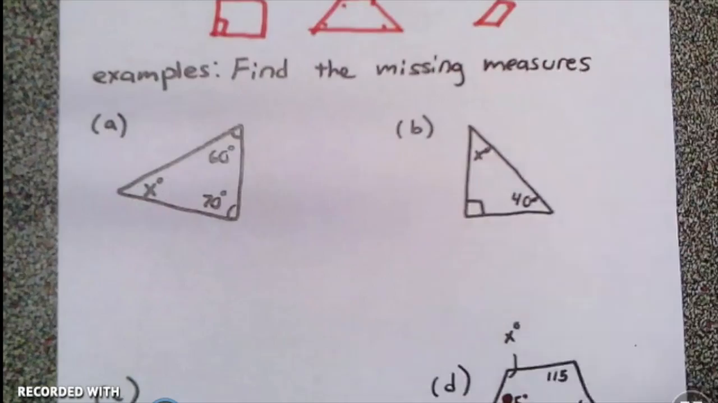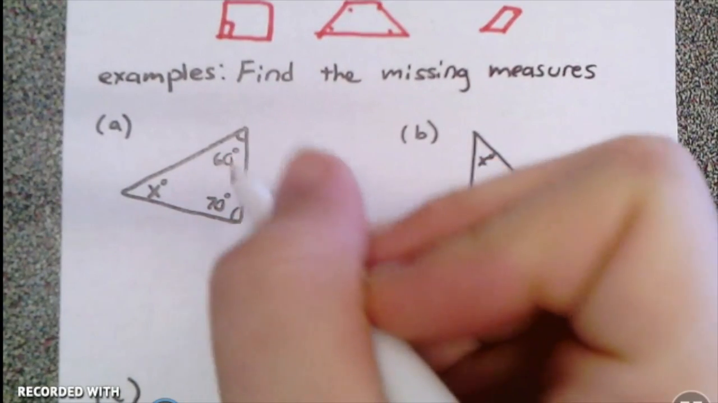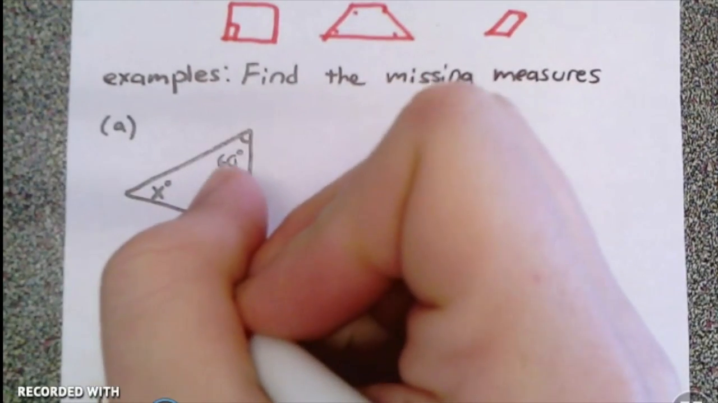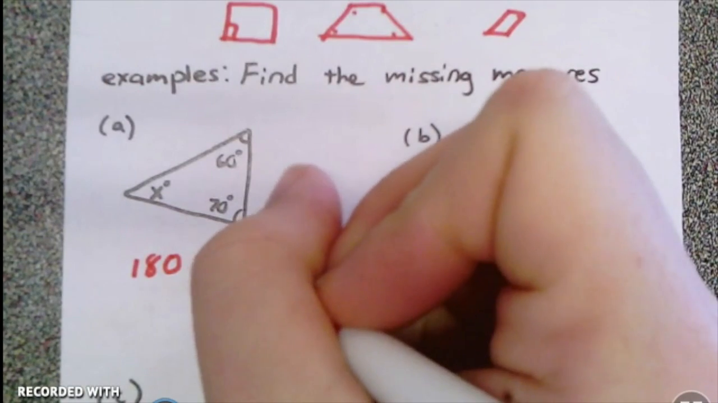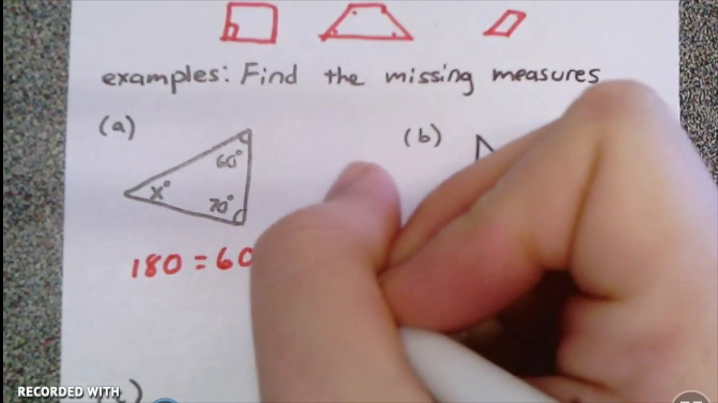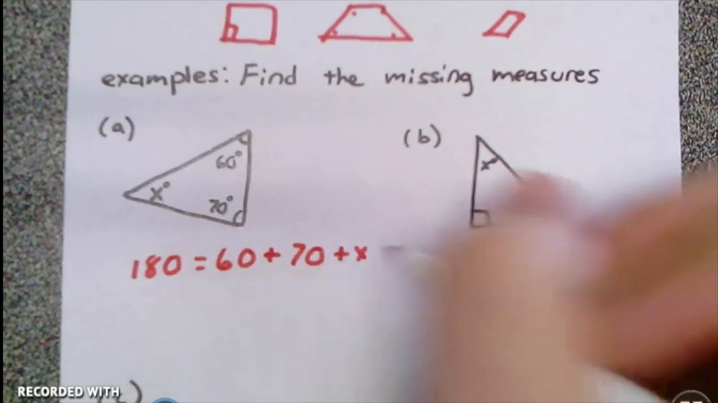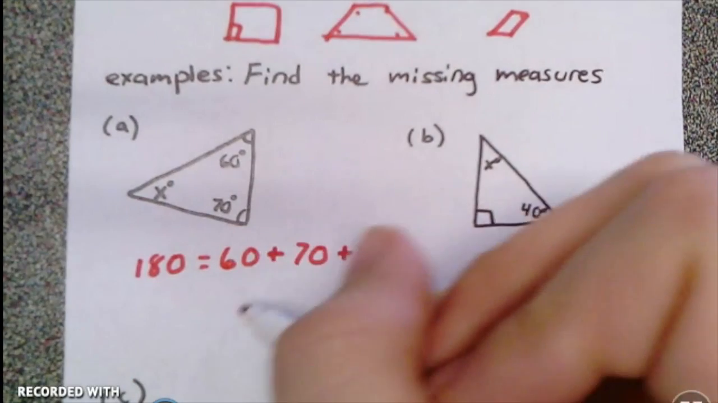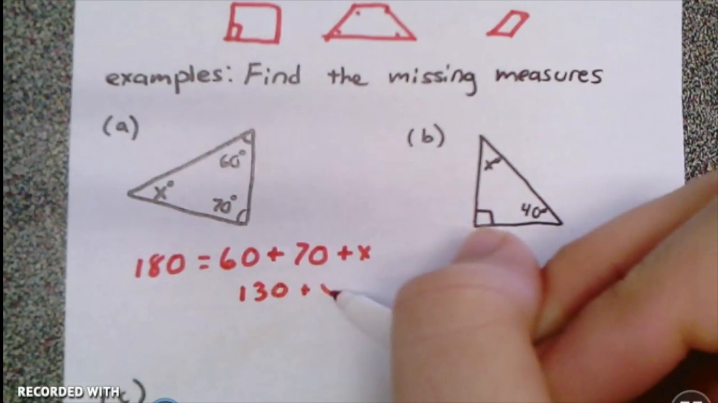So look at this one. Here we got a triangle. I've got 60 and I've got 60 and 70, and I don't know the third one, but I know that all together they have to equal 180. So in an equation, this would read 180 equals 60 plus 70 plus x. Okay, first I'm going to add 60 and 70. 6 plus 7 is 13, so this is 130 plus x.